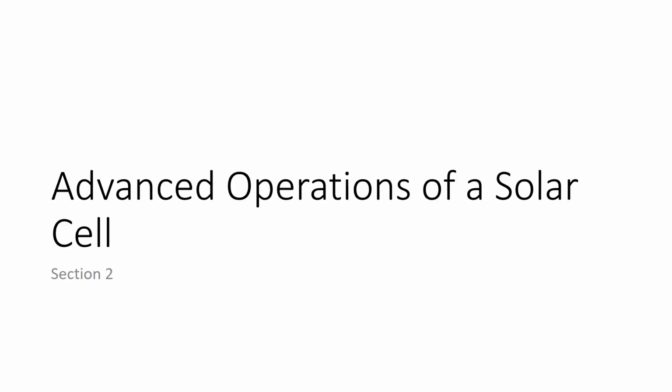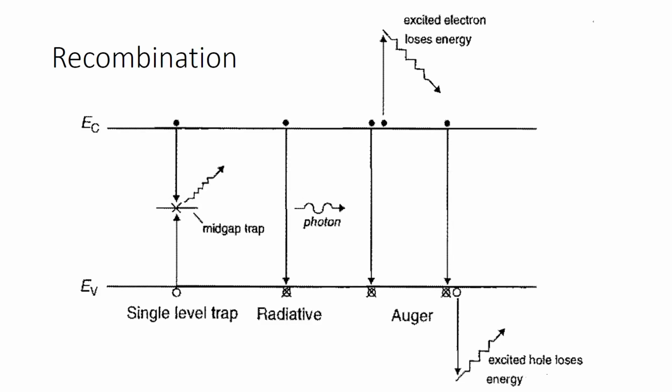In this section of the lecture, I'll be talking about some of the more complicated aspects of how solar cells work. Recombination is when an electron at the conduction band drops back down to the valence band and releases energy before it can be collected in a useful manner. There are three different types of recombination.